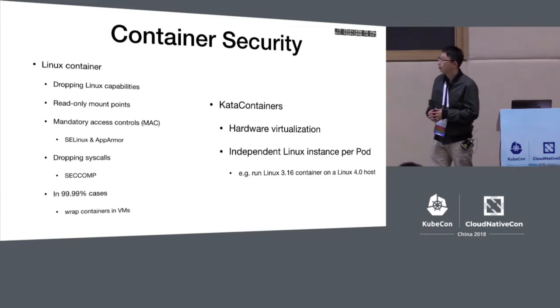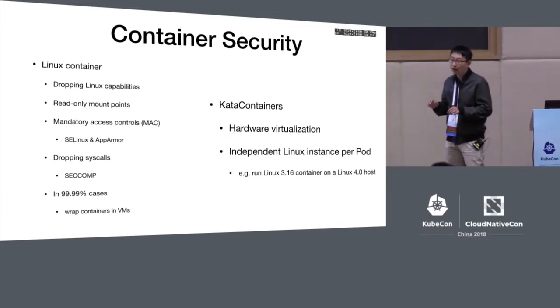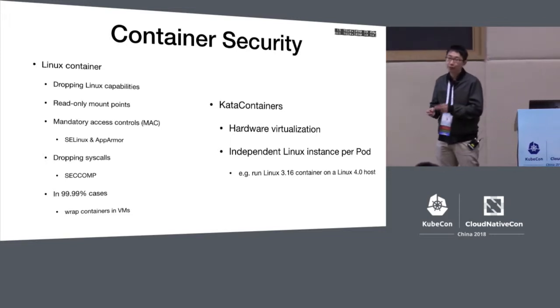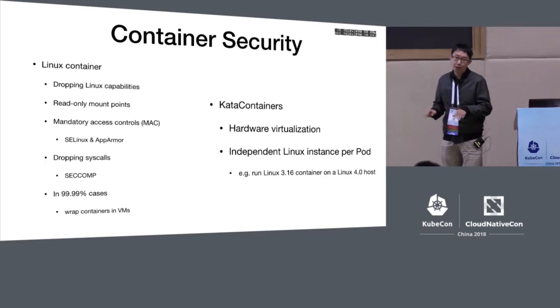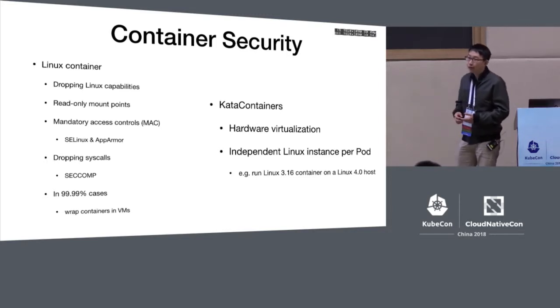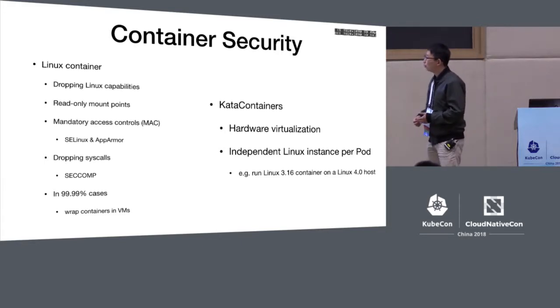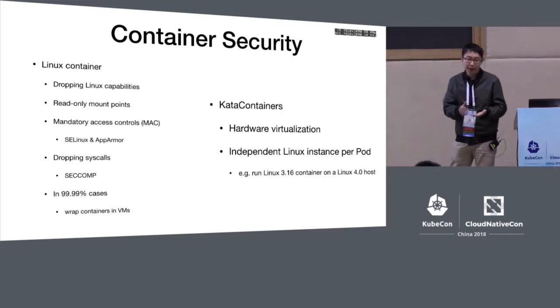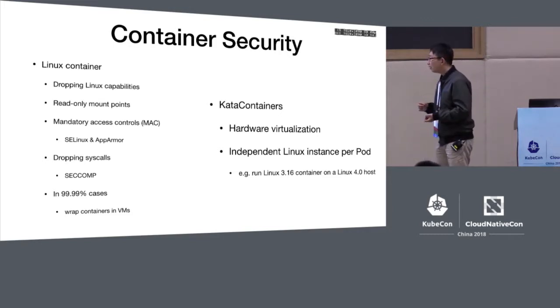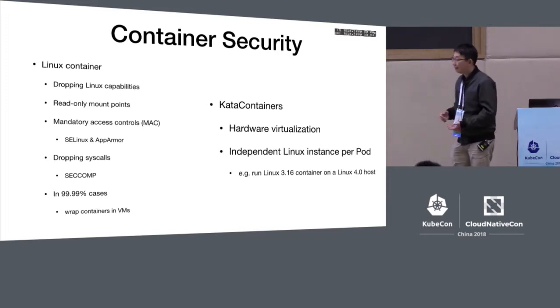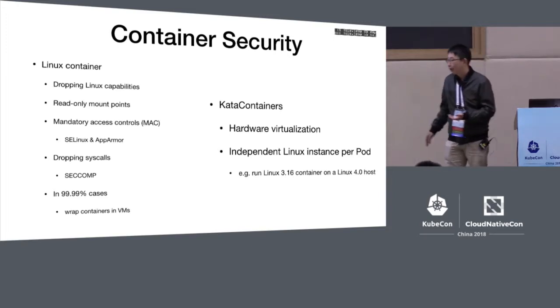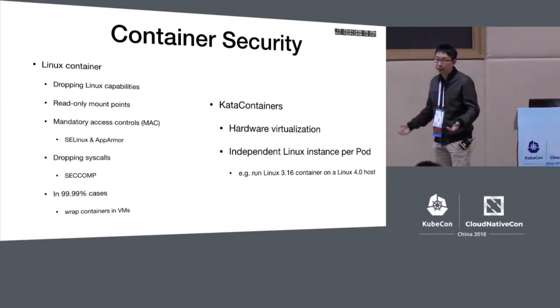But you might ask, why do we have the KataContainer project? Very simple. Because we care about security, including some financial scenarios, some encrypted scenarios. In different scenarios, we need a very safe, very secure container runtime. So compared with Linux containers, if you use Docker, how can you apply Docker in a secure way? You have lots of methods. For example, you need to drop some Linux capabilities, and you need to control what you can do and what you cannot do. Also, you can use read-only mount points. And third, you can use mandatory access control, MAC, like AppArmor or SELinux, etc. Or you can drop syscalls, so you can use seccomp.